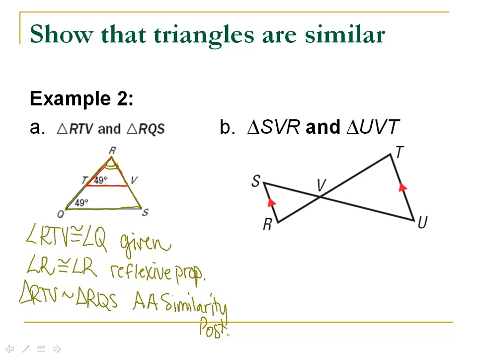Let's look at this next one. We want to prove that these two triangles, triangle SQR and triangle UVT, we want to prove that they're similar. Well, they both have that angle right there, and that's because they're vertical angles. So we can say angle SVR is congruent to angle UVT, and that's because they're vertical angles.